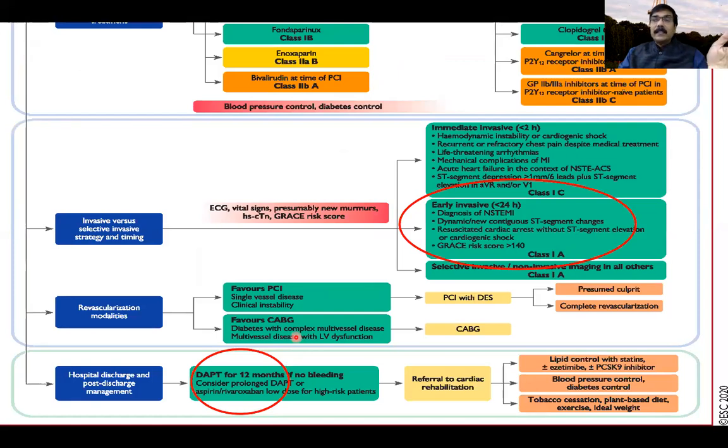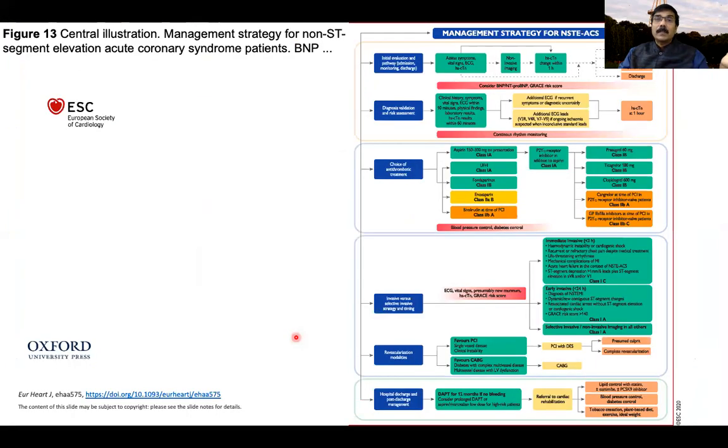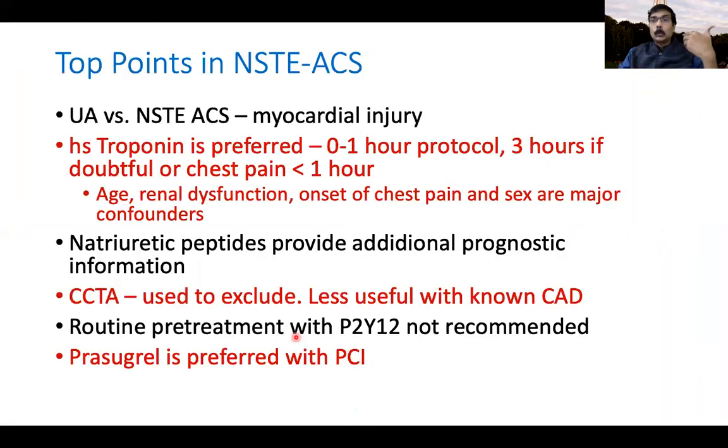And when you start treating these patients, early invasive therapy for those who are not at very high risk, meaning not having hemodynamic instability or severe ongoing chest pain. DAPT for 12 months is recommended. Beyond that is not recommended. And this is the entire management strategy that is being discussed. It is there in the European Society of Cardiology 2020 guideline. I think you can go through it.